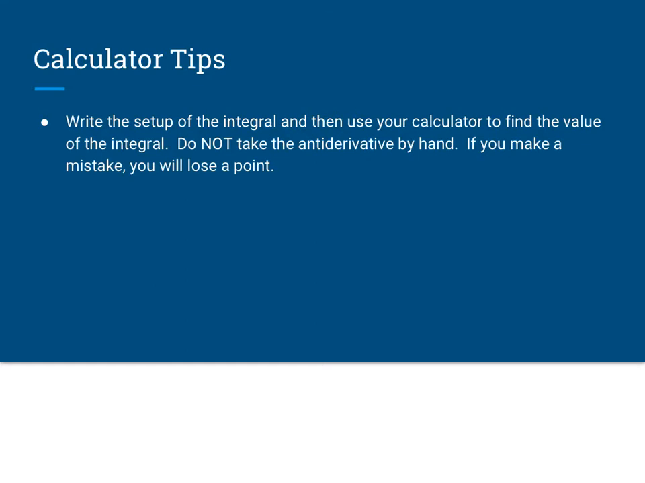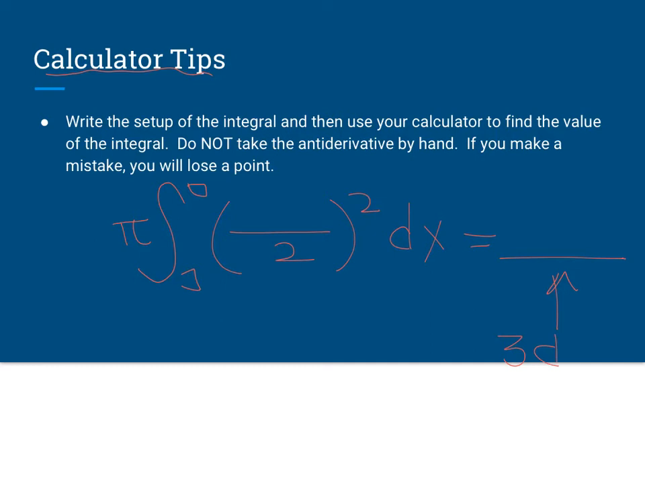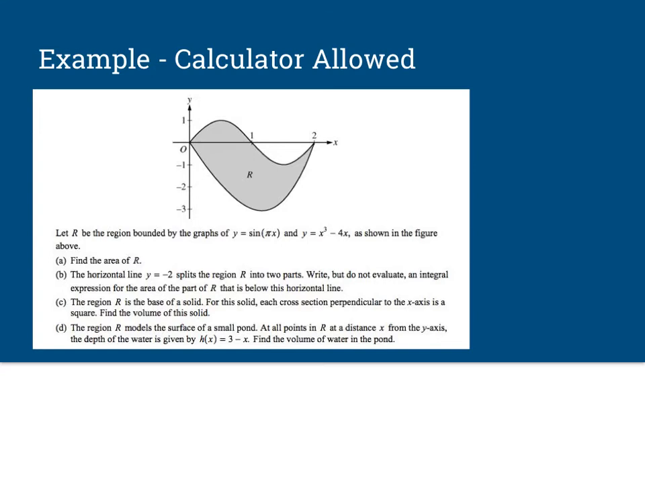One calculator tip I wanted to give you is that when you're doing these problems, if it's a calculator, make sure you always show the setup. So, if you're doing some type of semicircle, you're going to go pi, and then you're going to do the radius, which usually is some length, divided by 2 squared with respect to x. So make sure you show your setup, and then plug it into the calculator, and then get your answer. And of course, always, we're going to do a minimum of 3 decimal places. Okay, now do not take the antiderivative by hand if it's calculator, because if you make a mistake, you will lose points.